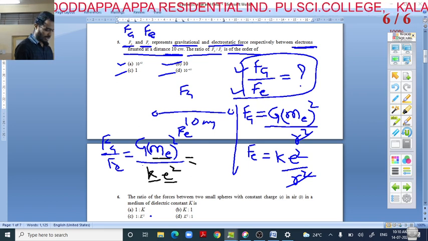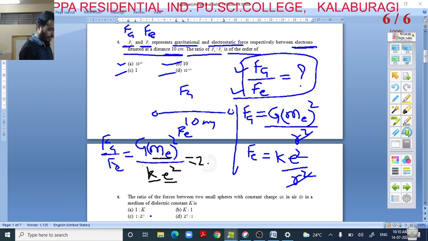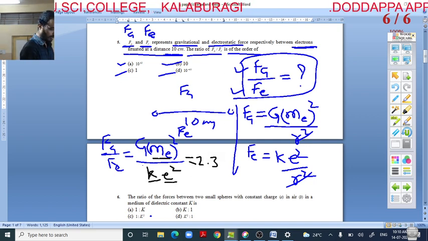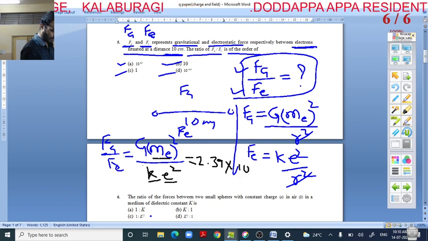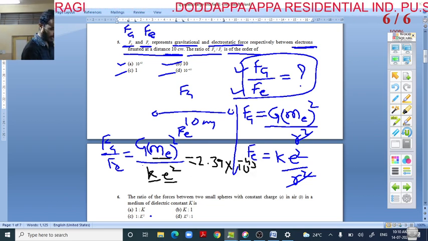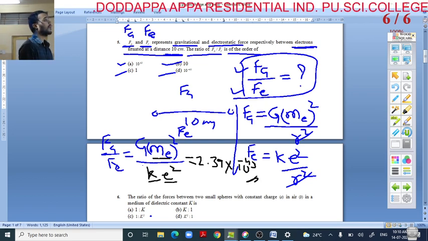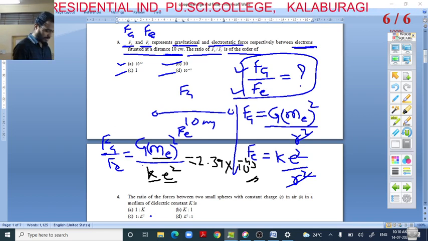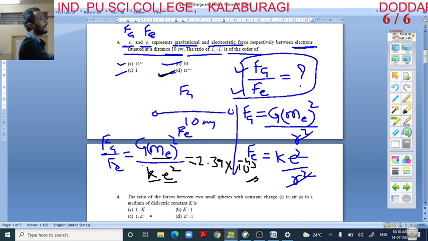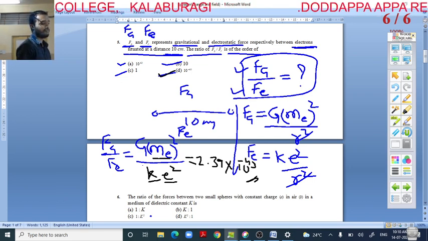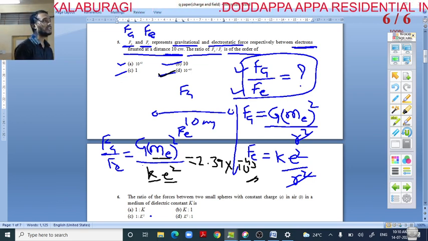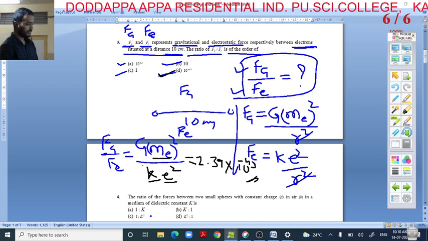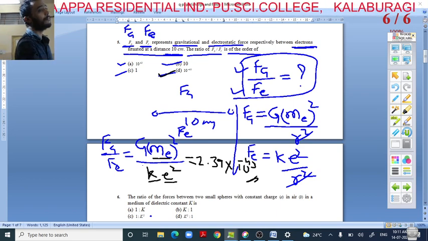That is, the answer is 2.39 into 10 to the power minus 43. So our option is D option, in the order of 10 to the power minus 43. In this manner we have to solve this. Right? I hope you are getting this. Okay, we will go for the next question.